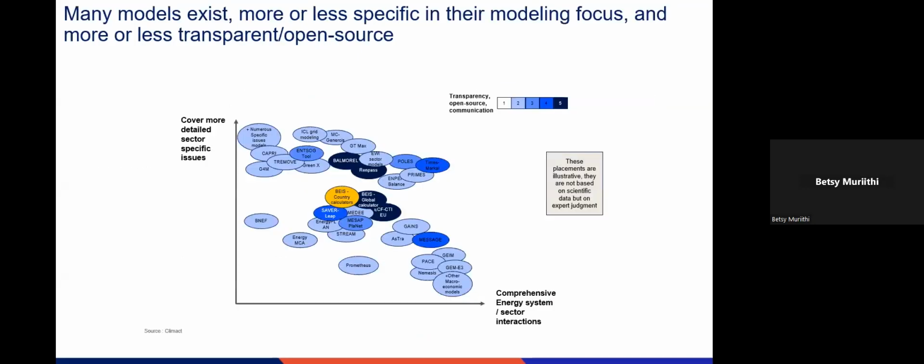So many models exist, more or less specific with their modeling forecast, and more or less transparent or open source. So KCERT tries to balance between covering the energy system comprehensively, looking at the different interactions between sectors, but also being detailed enough in terms of different issues within the sector, and being transparent. So it sits sort of in the middle of that.